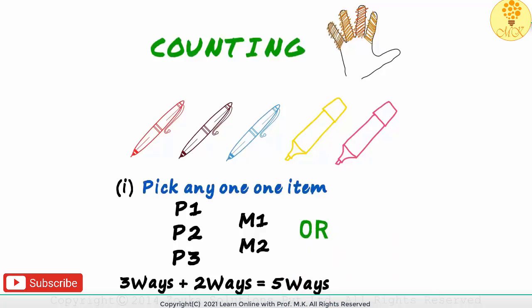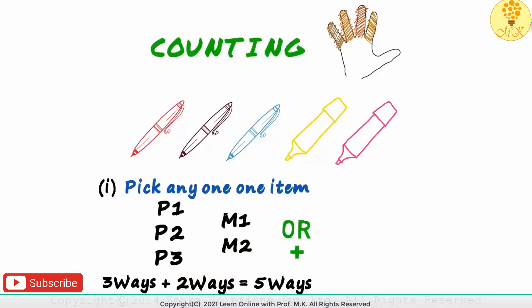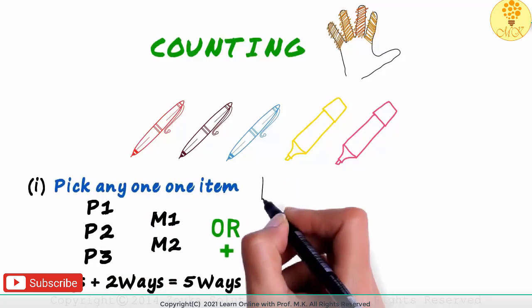This is the first rule of counting. Or always means addition. First pen or the second pen or the third, 3 ways in which a pen can be picked. And similarly, 2 ways in which a marker can be picked. Or always means addition.